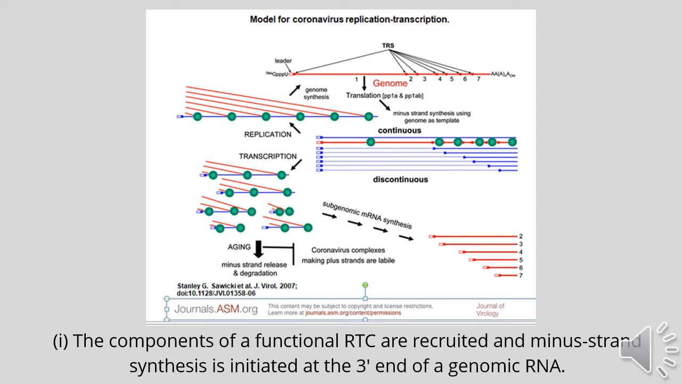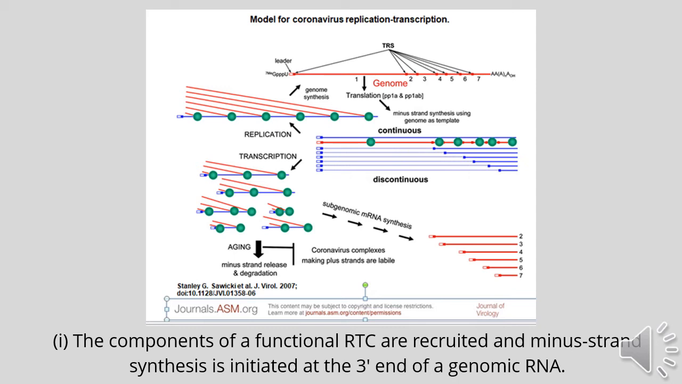So how does the process become continuous? It becomes continuous if the RTC, or the group of RTCs, disregards the TRS motif, like what I said a while ago. What is the TRS motif? Transcription regulating sequence. So if they did not recognize the TRS, they would disregard it and continue synthesizing until they complete the RNA synthesis.